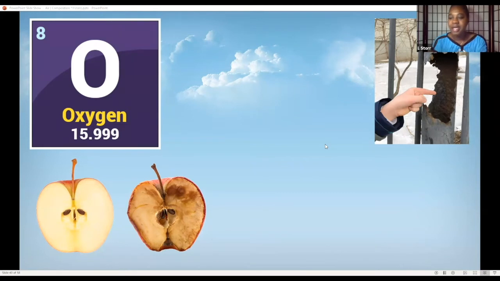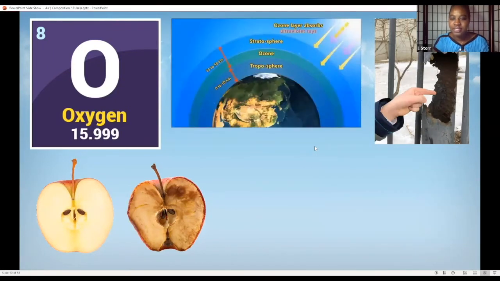Next one. If we do not have enough oxygen to make up this layer of the atmosphere, we are at risk of getting cancer, eye disorders, and killing organisms. What layer of the atmosphere does oxygen contribute to? Good job. So, Omarion told me, Cindy, and come on up. So Marion and Cindy told me ozone layer. Excellent, very good.